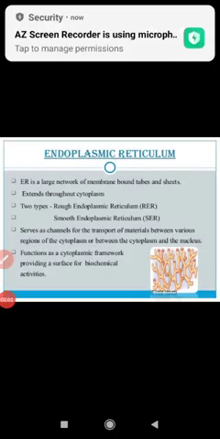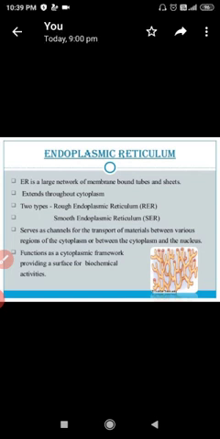So students, our next cell organelle is endoplasmic reticulum. The endoplasmic reticulum is noticeable only with an electron microscope. Okay, if we just talk about the structure of ER, it is an extensive network of intracellular membrane-bound tubes and vesicles that occupies most of the cytoplasm in almost all eukaryotic cells.